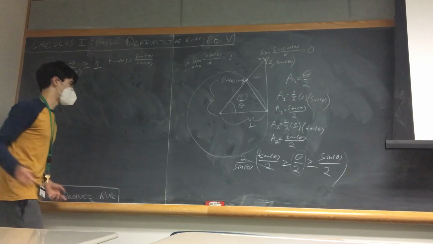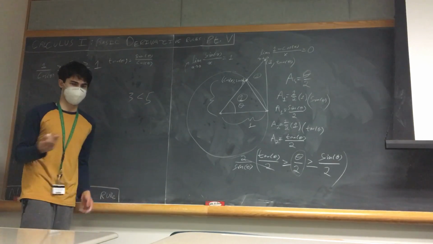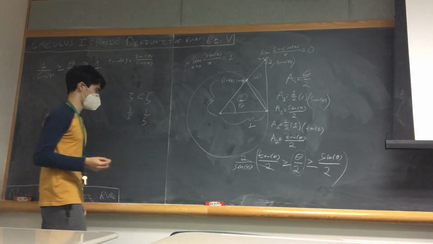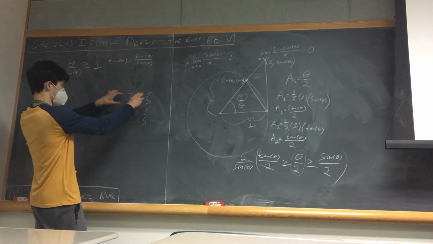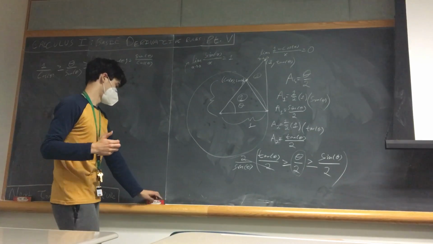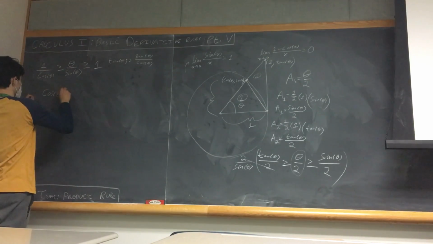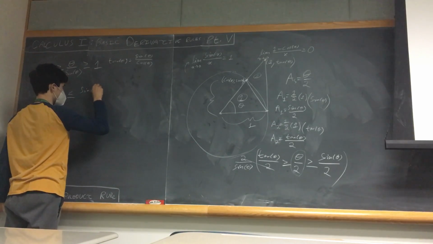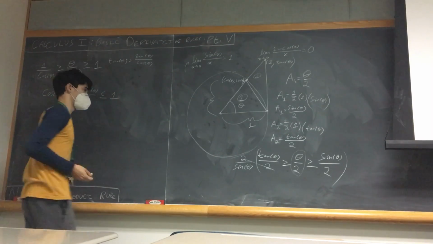The reason is, say you have 3, and 3 is less than 5, right? If you take the reciprocal, you have 1/3 versus 1/5. But we know 1/5 is smaller than 1/3. So when we take the reciprocal of a bigger number, it becomes a smaller number. So we take the reciprocal of each of these and we get cosine of theta is less than or equal to sine of theta over theta, which is less than or equal to 1.